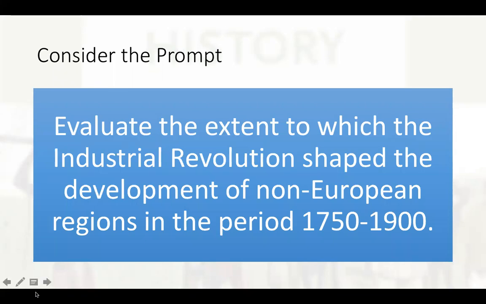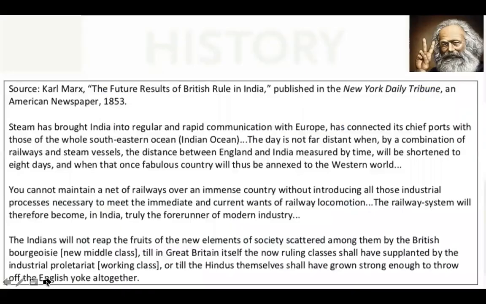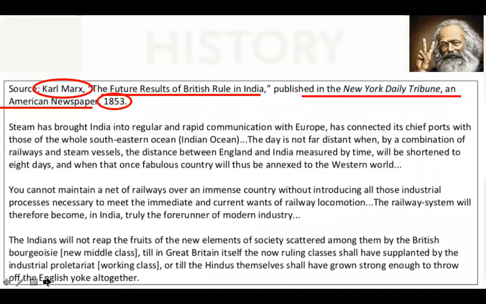All right, so let's assume I have a document and the document is written by none other than Karl Marx. Okay, so I'm reading through it and I begin with the source information. Karl Marx writing an article called The Future Results of British Rule in India, and it's published in the New York Daily Tribune, which is an American newspaper in 1853. All right, so I'm about 100 years out from the Industrial Revolution, don't really know any other specifics about 1853, so I'll move on to the document content and hope that it triggers something in me.